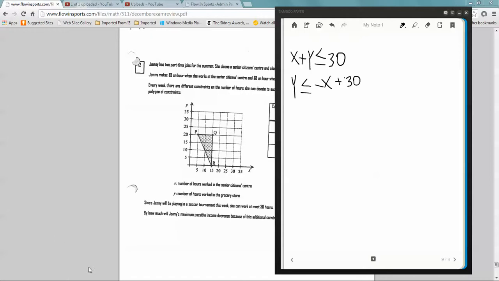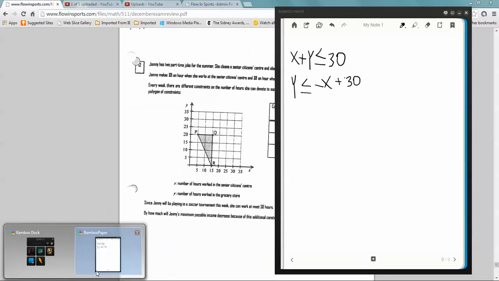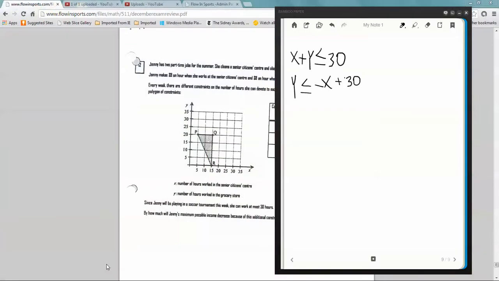What I'll do with this graphing is show you on a new graph paper.